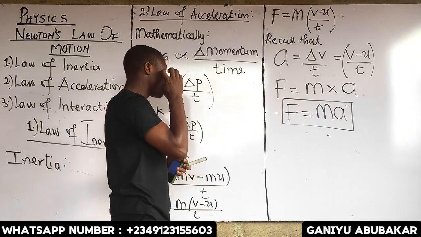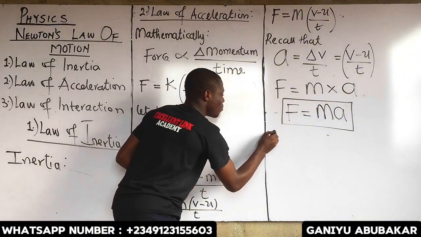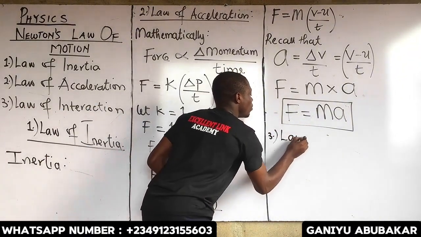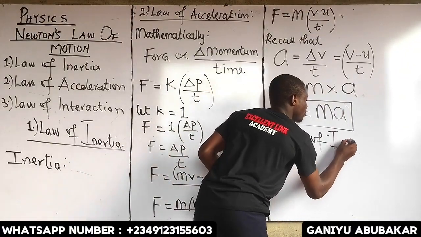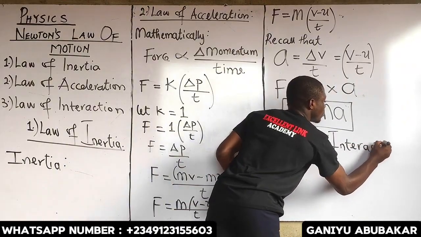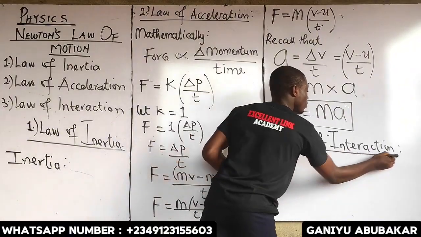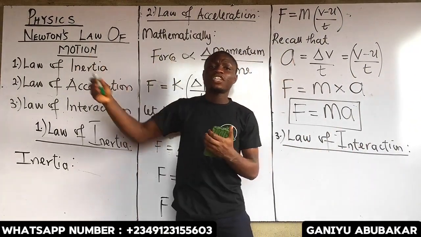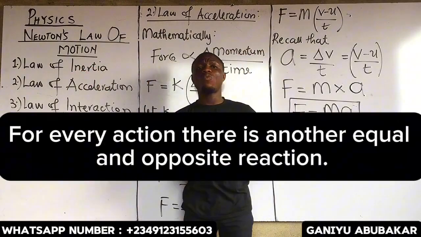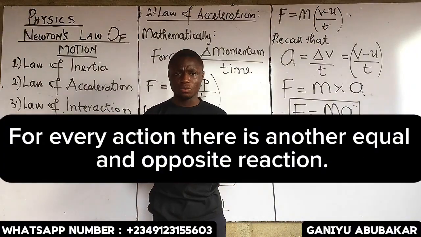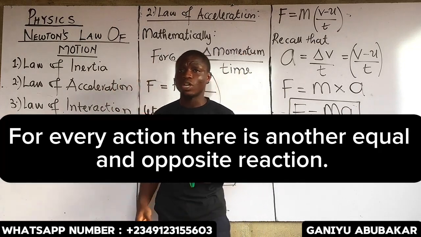All right, at this point here, let's discuss the third law of motion, the law of interaction. Number 3 there, law of interaction, please. Let's discuss the law of interaction. The law of interaction states that for every action, there's an equal and opposite reaction. That's the third law of motion, as you can see.